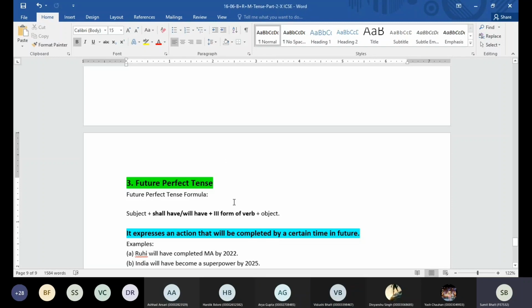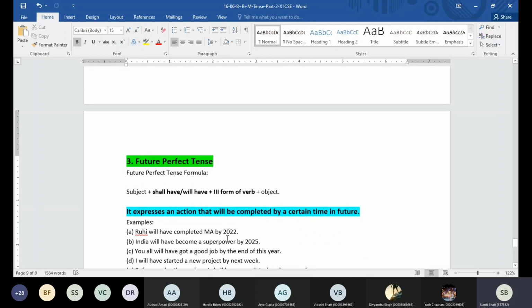Now, guys, if you want to say that something will have completed in the future, in that case, we are going to use future perfect tense. Here we use subject, shall have or will have, third form of the verb, and object. So it expresses an action that will be completed by a certain time in the future. Like I can say, in a minute or two, we will have discussed future perfect tense. So I'm saying in the future, that's not now, but in a minute or two, we will have discussed this thing.